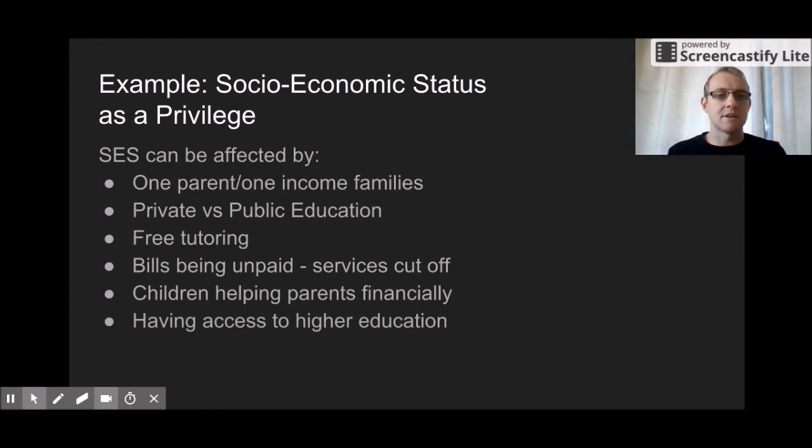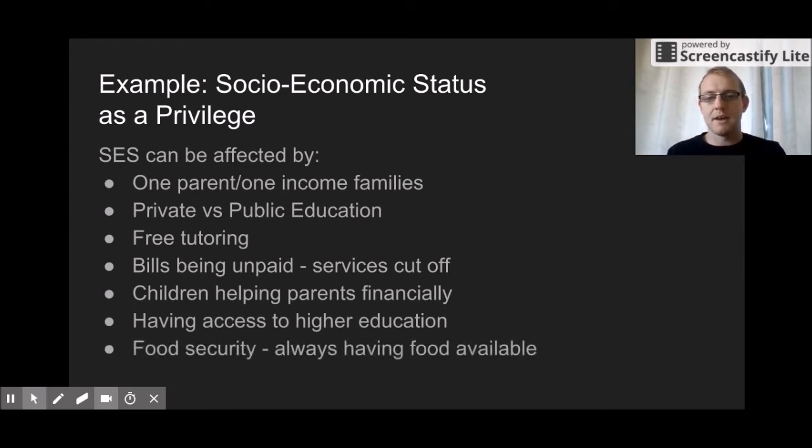Having access to that higher education, to university or college as they call it. And food security, always having food available in the house. So those were his questions. Those were the things he was asking about. And a person's answers to those questions will be a good indication of where they sit in terms of their socioeconomic status. Are they high socioeconomic status?